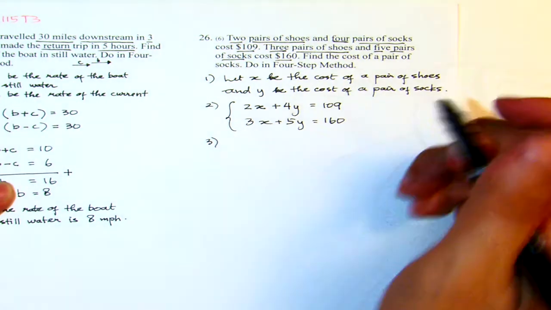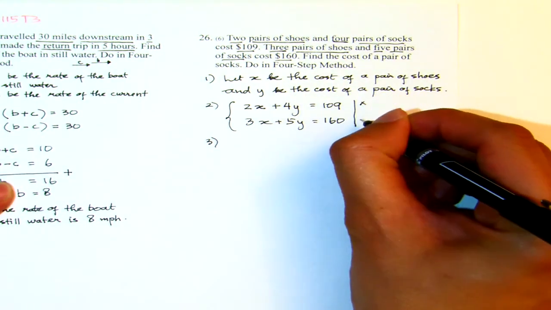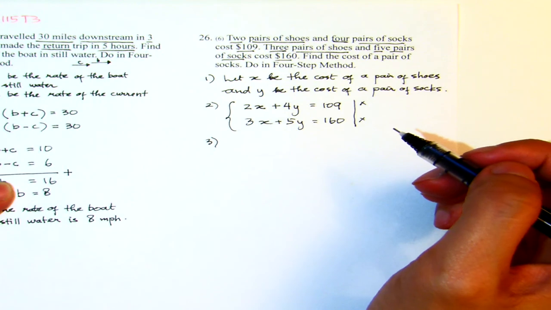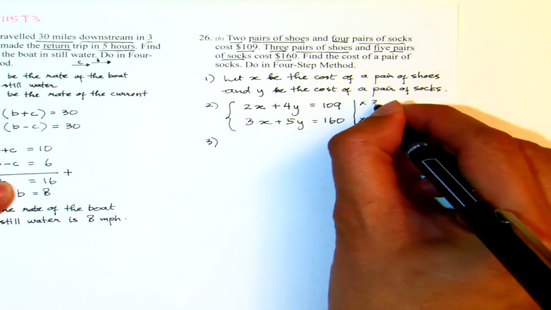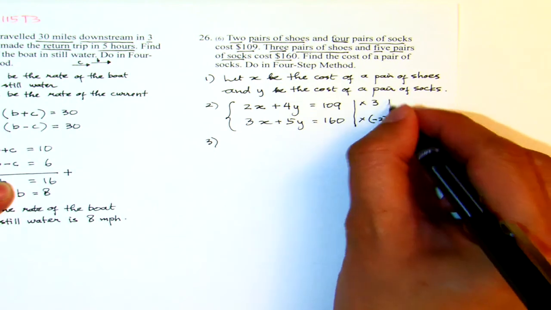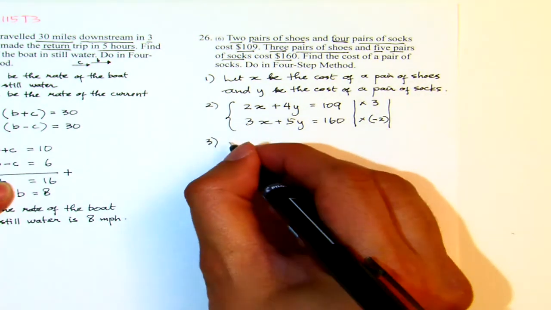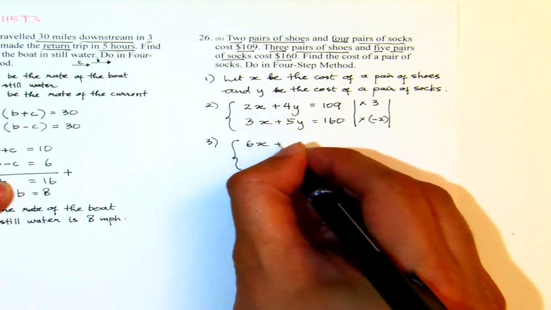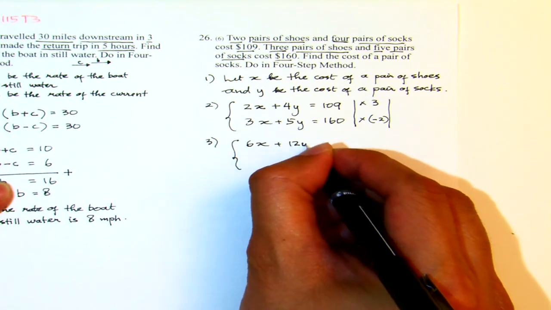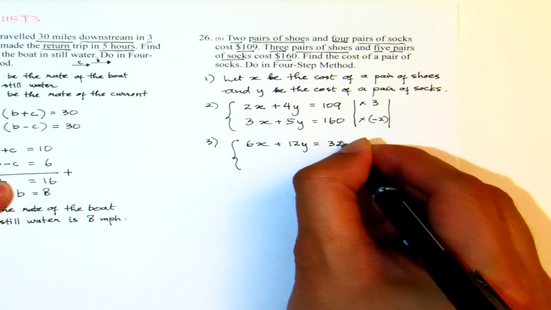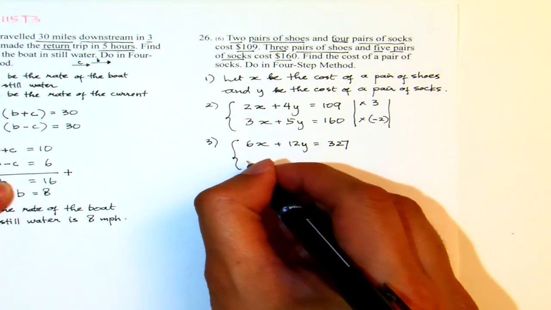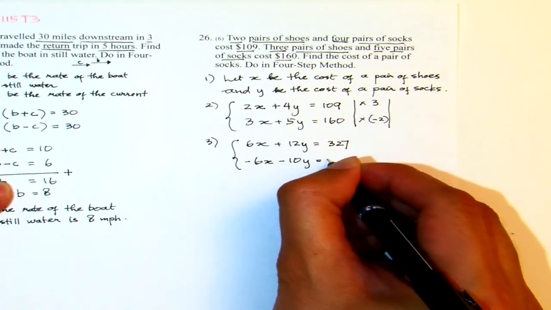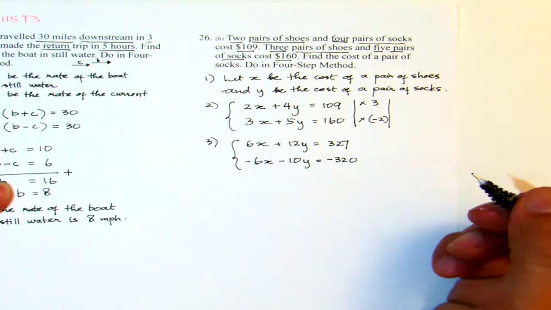Now if I eliminate the x, I will multiply the top and the bottom by certain numbers. Let's see, 2 and 3, the LCM, least common multiple, is 6. Let me multiply this by 3 here, and here by -2. That way they will have opposite coefficients. This will be 6x plus 12y equals 327, and this will be -6x minus 10y equals -320.